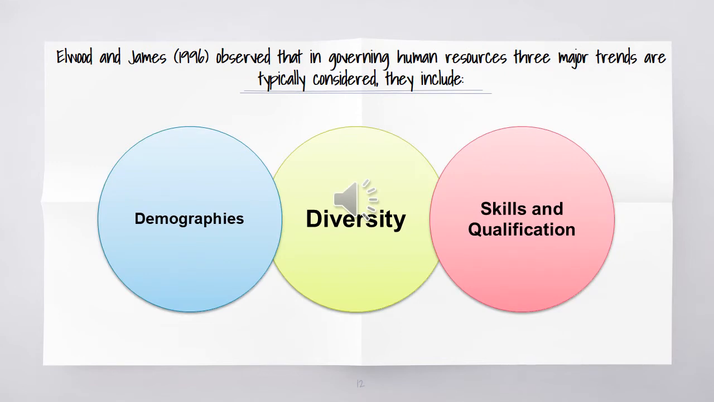According to Elwood and James, in 1996, it was observed that in governing human resources, there are three major trends typically considered. These are the following: the demography, diversity, and the skills and qualification. When we say demography, it refers to the characteristics of a population or workforce, for example, age, gender, or social class.